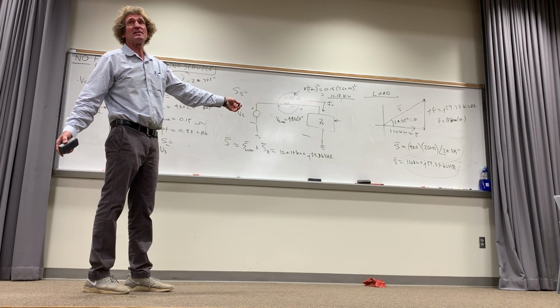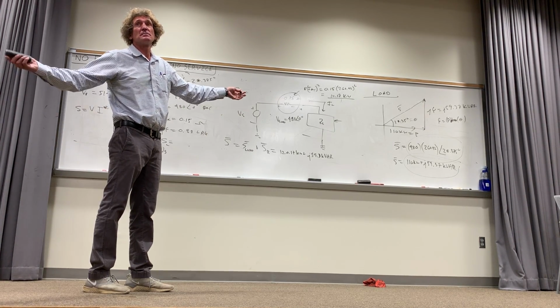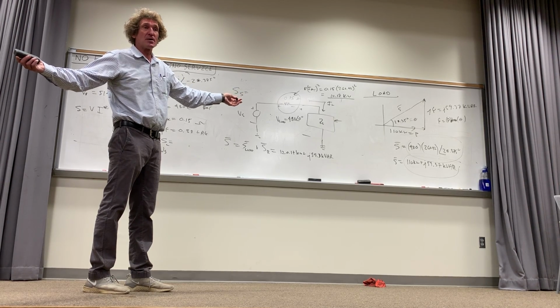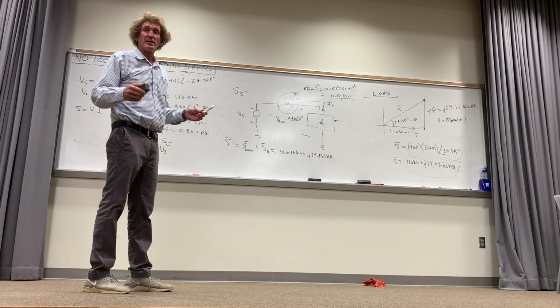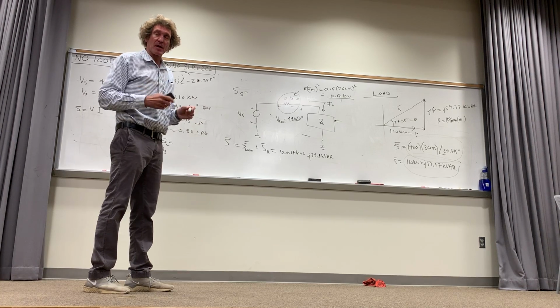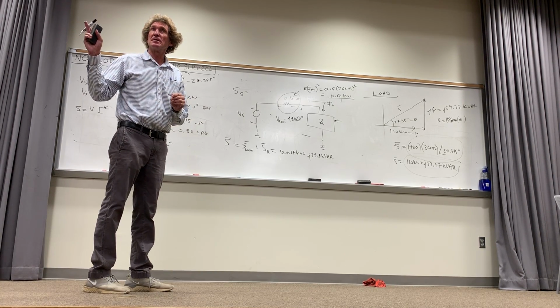And you can always get it by taking V times I conjugate. Those are two polar numbers, so you can always get it that way. Did you have a question? Okay. All right, anybody else?